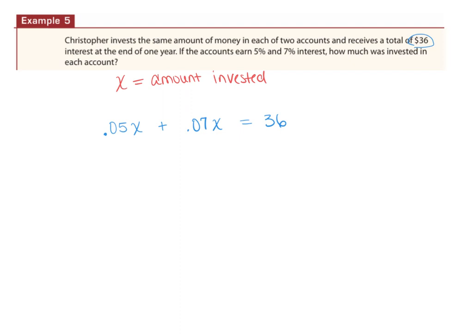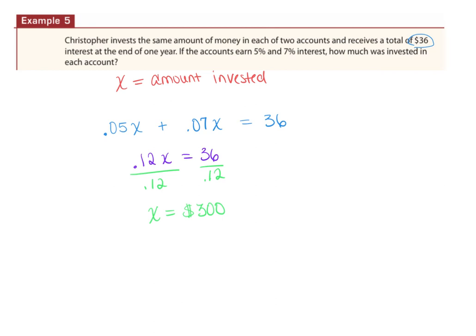I have an equation I can solve. I have two of the same terms. How do I do two of the same terms? I just add them, right? So what is 0.05 plus 0.07? 0.12. What's happening between the 0.12 and the x? Multiplication. How do I solve? Divide. What happens when I do 36 divided by 0.12? I get what? 300. He invested $300 in each account.